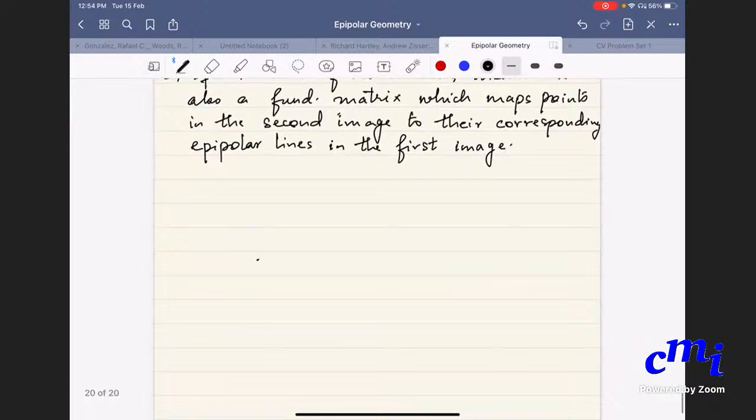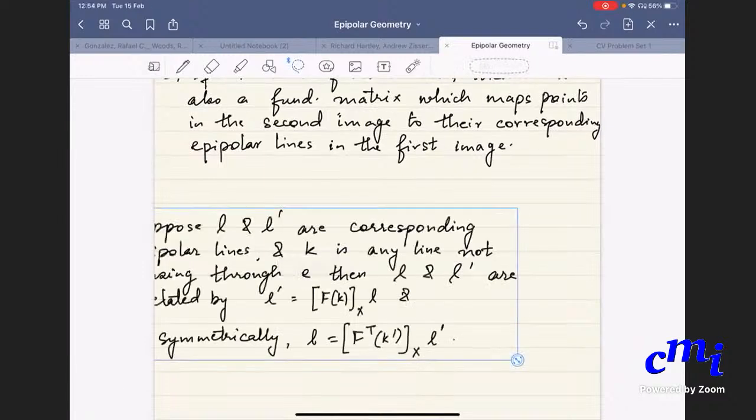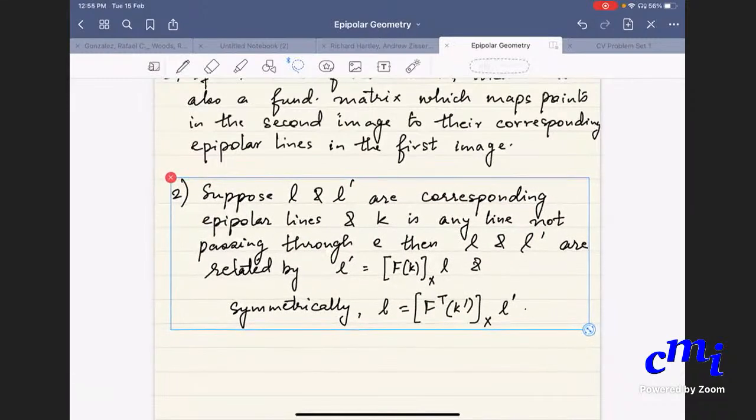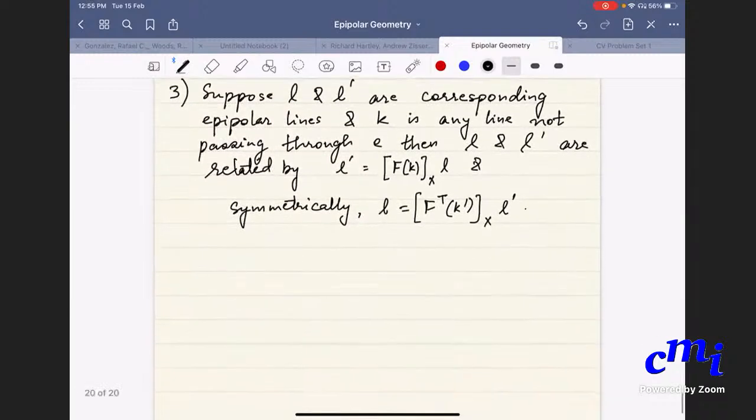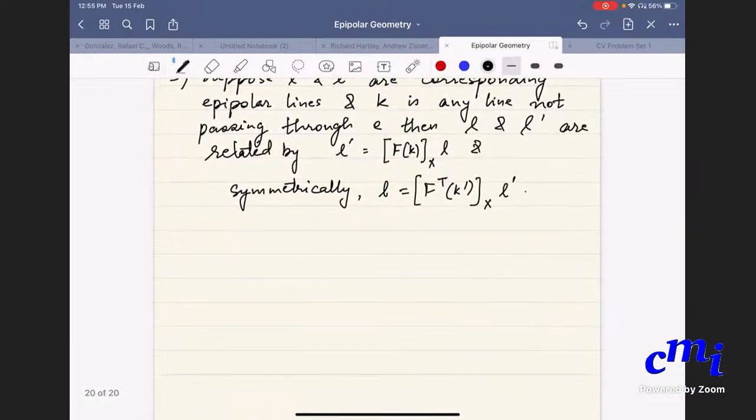Okay, and then I can add this one back. Now if you have two corresponding epipolar lines and you have a third line which doesn't pass through the epipole, then you can use that third line to give a relation between L and L prime. That's what this is saying.